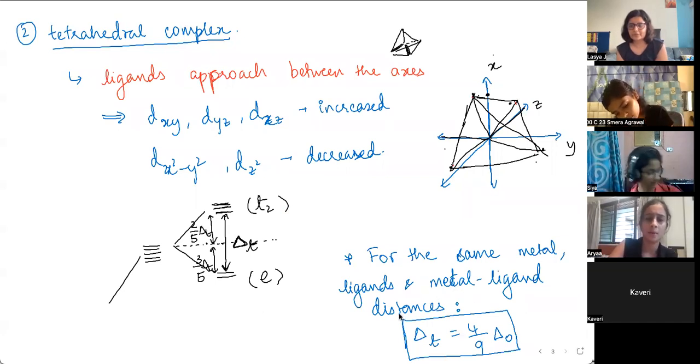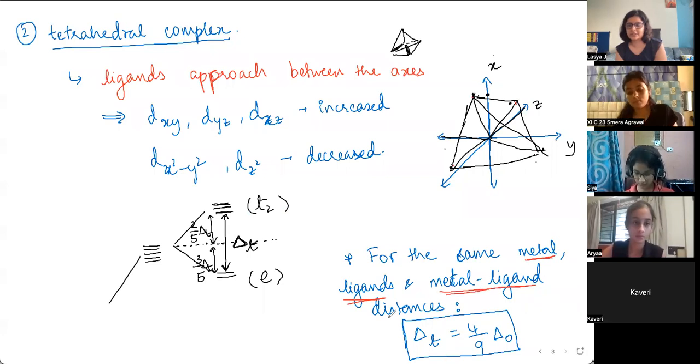Where did you get 4 by 9 from? It was just found out like this is the relation between tetrahedral complex or octahedral complex splitting energy. But one thing is important, it's not just the same metal, but it's also for the same metal ligand and metal ligand distances. Like keeping all the conditions same, if you were comparing a tetrahedral versus octahedral splitting energy, this was the relation.